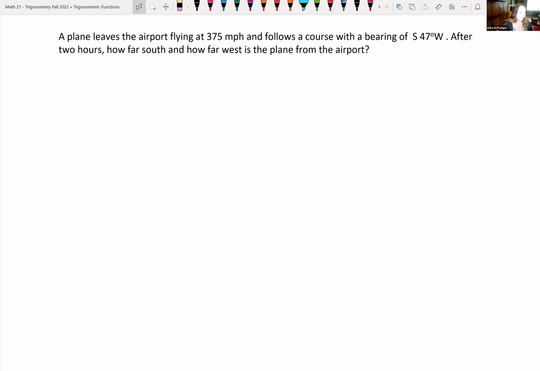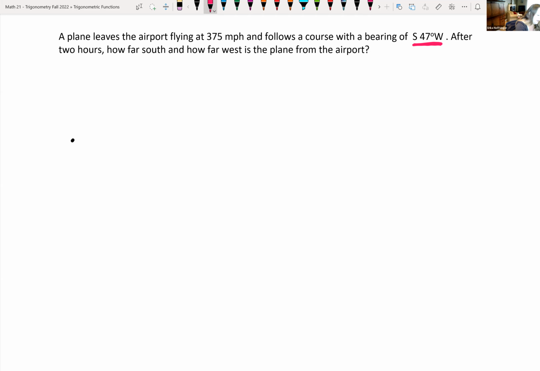So the next example in front of us, we have a plane that leaves the airport flying at 375 miles per hour and follows a course of a bearing of south 47 degrees west. After 2 hours, how far south and how far west is the plane from the airport? Okay, so we have some airport, we have some plane, and it tells us that they are flying at a course of south 47 degrees west.